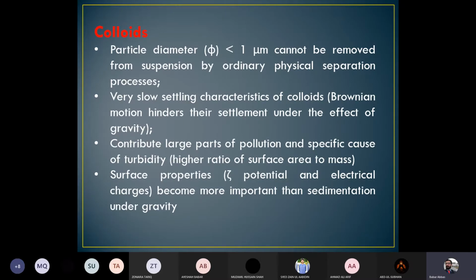Particles with a diameter of less than 1 micrometer cannot be removed from suspension by ordinary physical separation processes. The very slow settling characteristics of colloids, due to Brownian motion, hinder their settlement under the effect of gravity. They contribute large parts of pollution and are a specific cause of turbidity, because of their higher ratio of surface area to mass. Surface properties or zeta potential and electrical charges become more important than sedimentation under gravity.